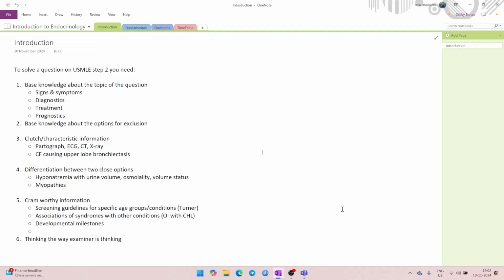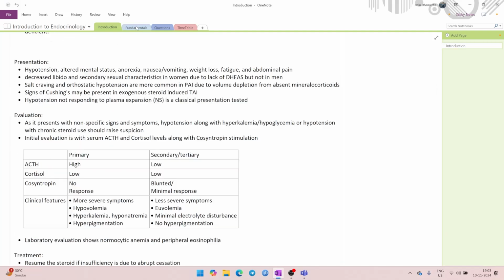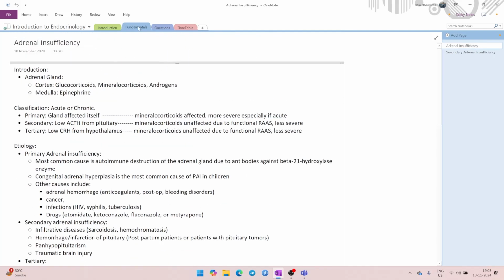We will be talking about endocrinology today. The topic today is on primary and secondary adrenal insufficiency. First, we will go through what you need to do to get your answer right on your step one. Then we will go through the fundamentals, the theory portion.